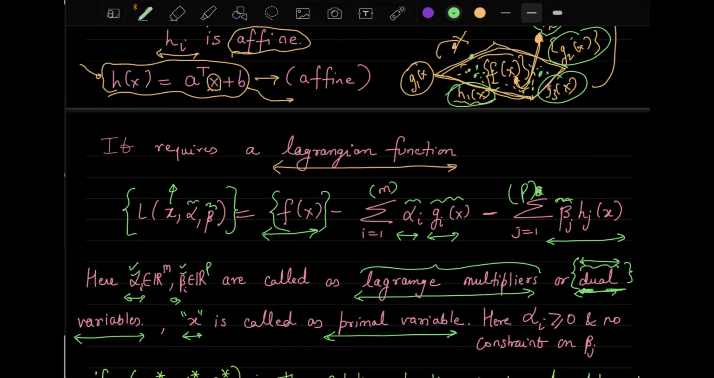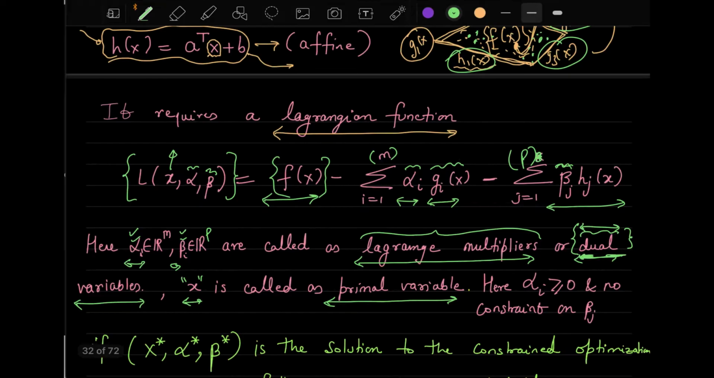And note that we have a constraint on this alpha and beta also. The constraint is that alpha i should always be greater than or equal to 0. You must keep this in mind, because I will come to this constraint later on. You have to keep this in mind when you are writing a Lagrangian function.